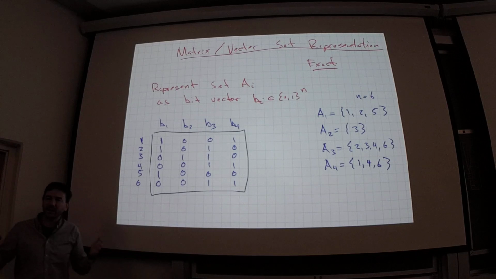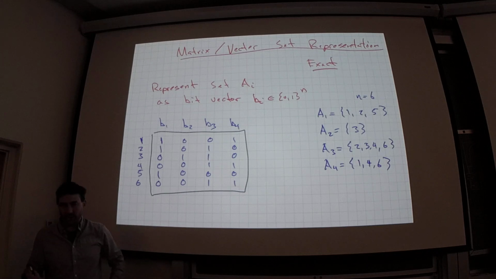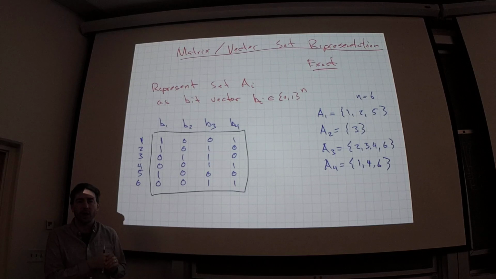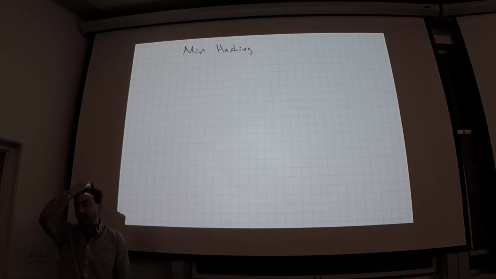So I can compute it here, but I've not gained any advantage on this large scale question yet. Okay, so this representation hasn't helped me very much so far. So what we're going to do next is a trick called min hashing.